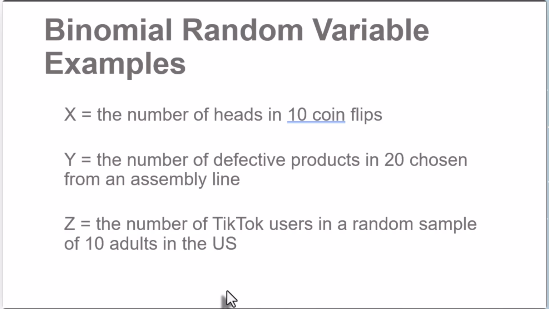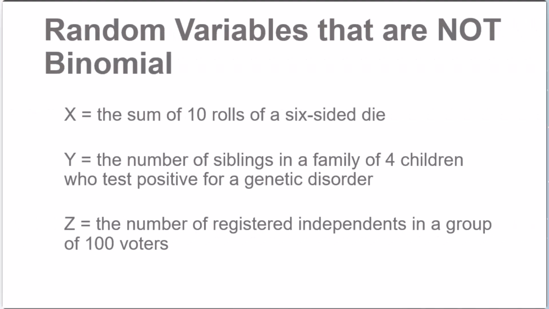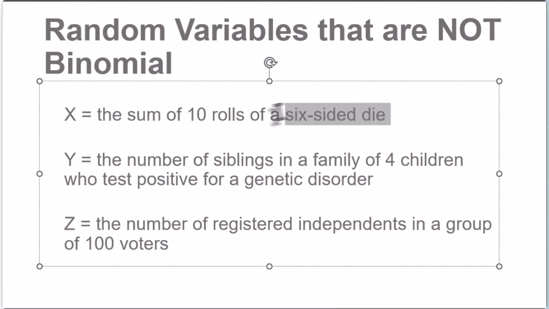So even though these might not technically be with replacement, we can probably still treat them as independent events. A few examples that are not binomial. If we looked at rolling a six-sided die 10 different times and then adding up the sum of all of those rolls, this is not binomial because the different independent trials, rolling the dice, don't result in one or two possible outcomes. This is not a success and failure. This would be 6 possible outcomes for each of those trials.